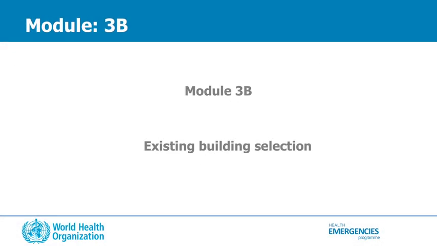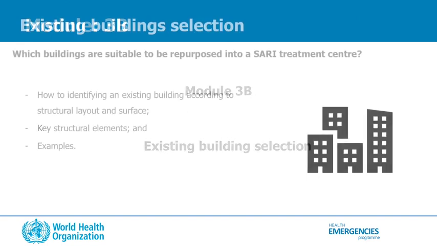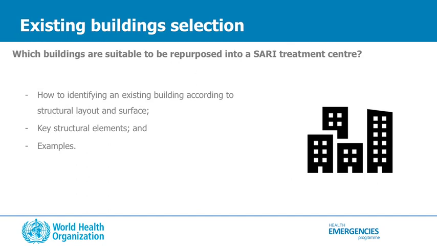Welcome to Module 3B, focus on the existing building selection process. Now that we know what we should consider, let's see how to identify an existing building according to structural layout and surface.